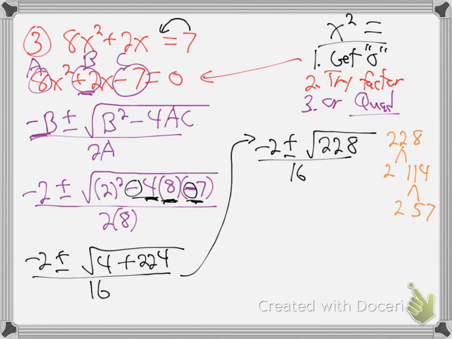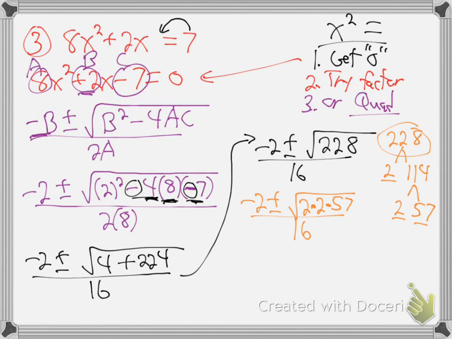57, and that's it. So that means this is minus 2 plus or minus the square root of 2 times 2 times 57. I don't think 57 breaks down any further. So that's the 228. 228 breaks down as 2 times 2 times 57.